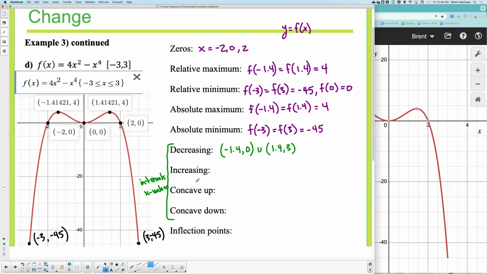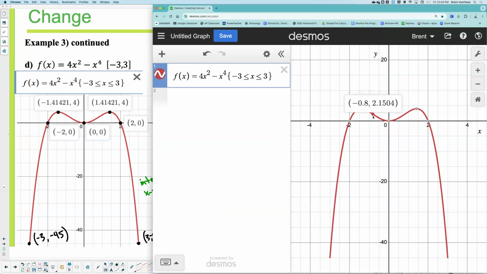How about increasing? Do we ever increase on this graph? -3 until -1.4, good. And we also increase from 0 to 1.4. Now, because we're increasing and decreasing so many times, there's a lot of concavities going on. What is going on first? Concave down, and it's concave down up until some point in here.